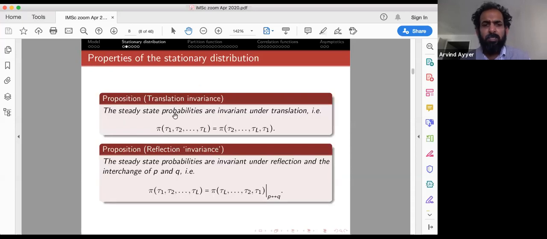So the first is this translation invariance, and that's sort of clear because your transition rules do not really depend on where these transitions take place. I could just relabel my configurations. Instead of calling it site 1, I could replace the label site 1 by site 2 and 2 by 3 and so on, and the process doesn't see the difference. So the stationary probability is certainly invariant under translation, which means rotation in this case.